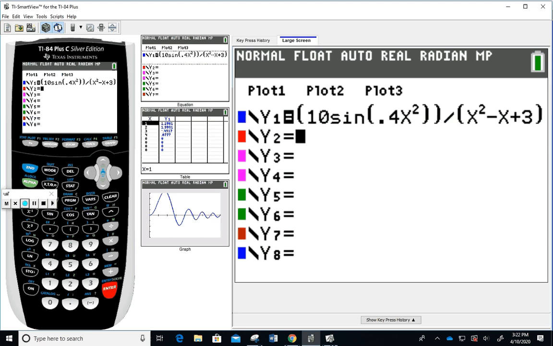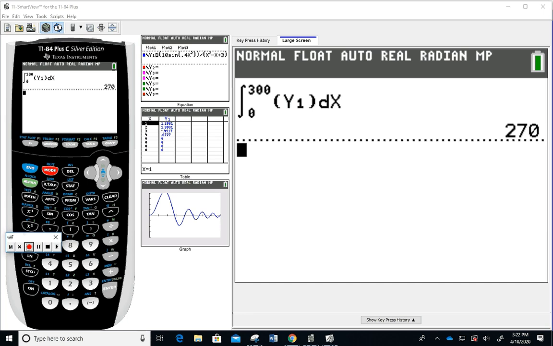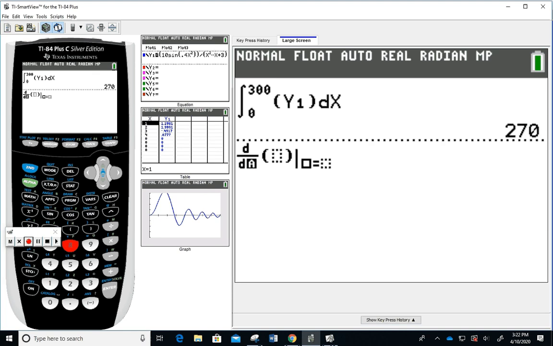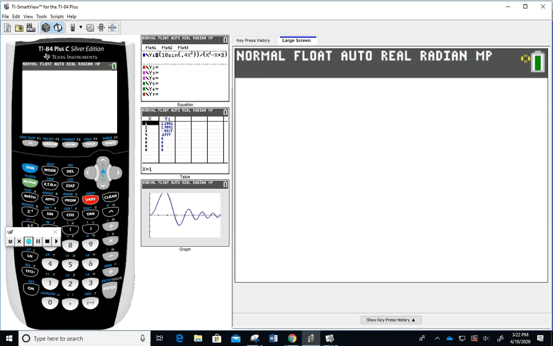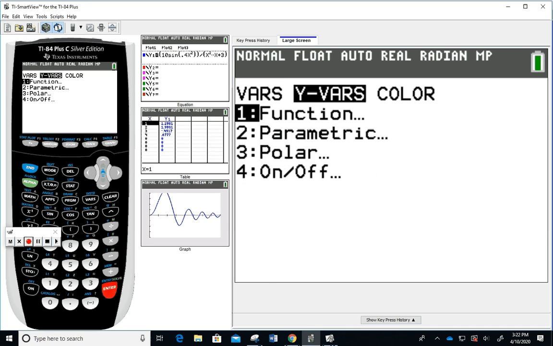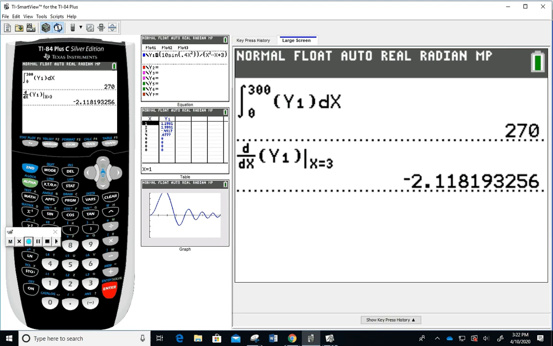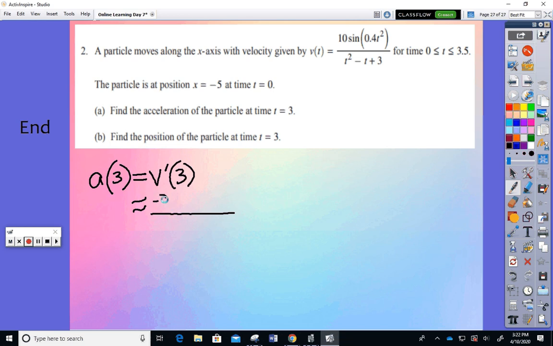All right, so I'm going to go to my home screen. And remember, I wanted to do the derivative of this function at 3. So I'm going to go to my math menu. Choice 8 in deriv. We've not done that for a while. So d dx of what I put in y1 at x equals 3. So negative 2.1182. Does it say that you need to give units?